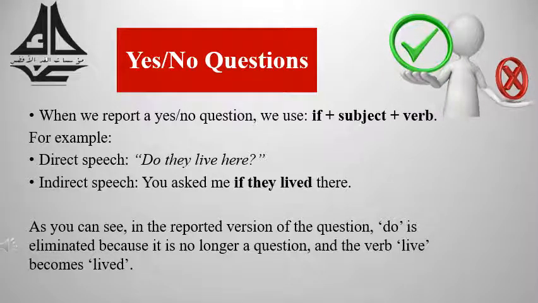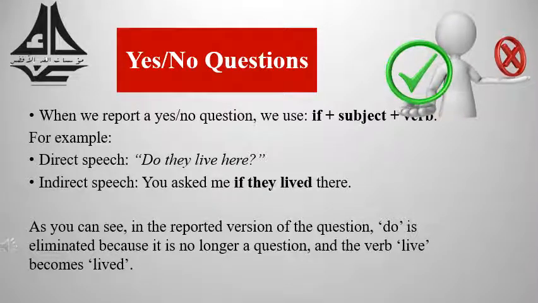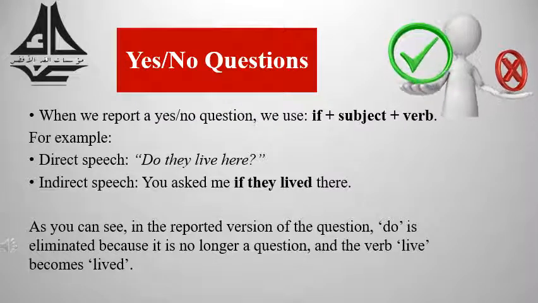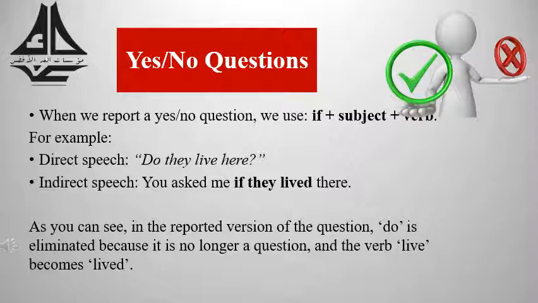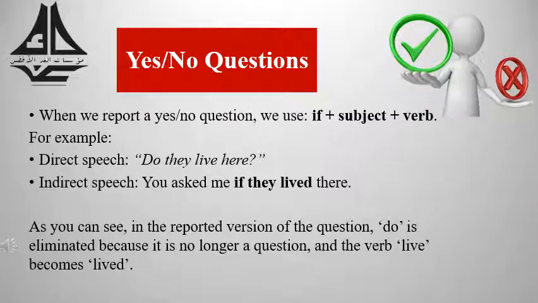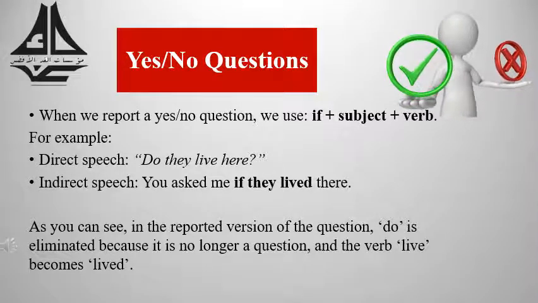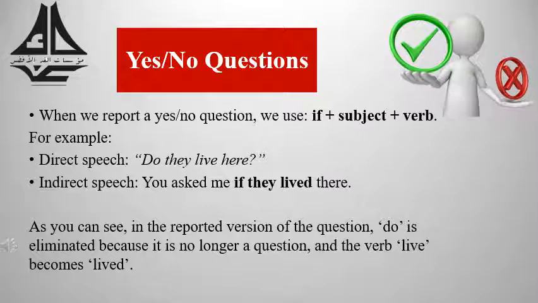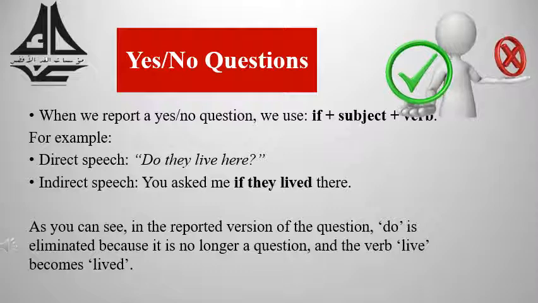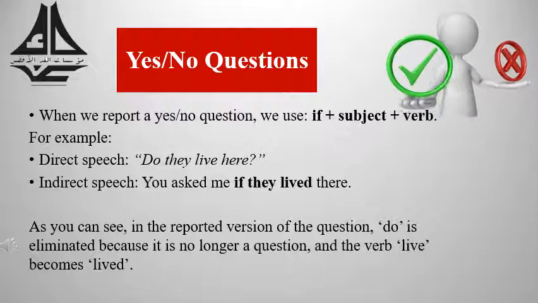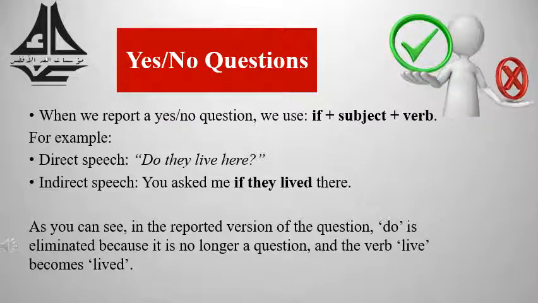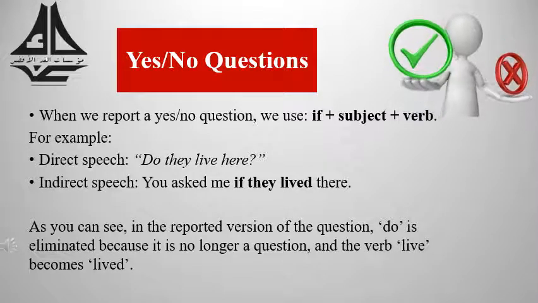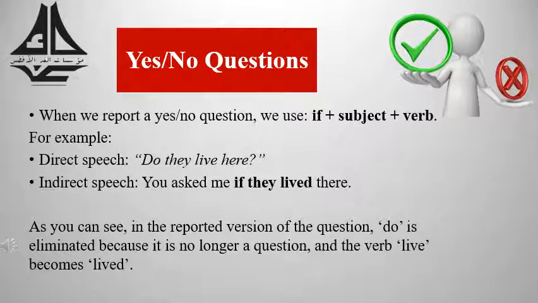Let's start with yes or no questions. So, how to change from quoted to reported speech if we have a yes or no question. When we report a yes/no question, we use if plus the subject plus the verb. For example, do they live here? It becomes, you asked me if they lived there.